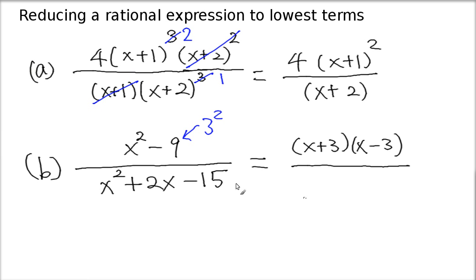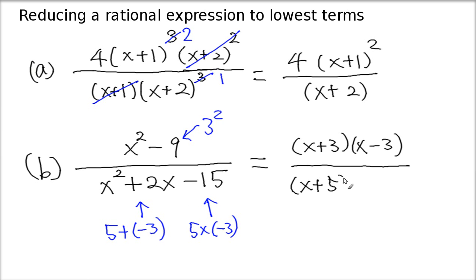In the denominator, we have a trinomial. So we're going to try to look for two numbers that add up to 2 and multiply to negative 15. Those two numbers are 5 and negative 3. 5 times negative 3 is negative 15. At the same time, 5 plus negative 3 is positive 2. So the denominator is factored into x plus 5 times x minus 3.